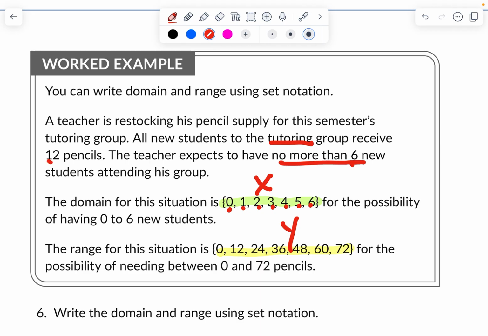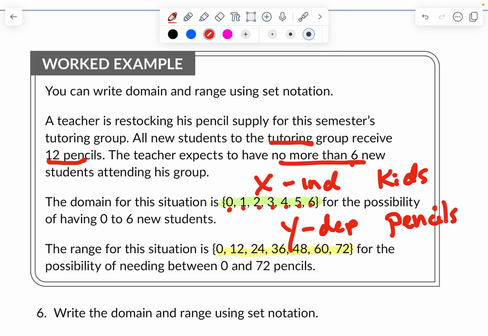And she is going to give 12 pencils to each kid. She doesn't know how many pencils she gives out until the kids show up. That's why this is your independent variable and this is your dependent variable, because kids determines how many pencils she needs to give out. If nobody shows up, she's not handing out any pencils. If 1 kid shows up, she's giving out 12.